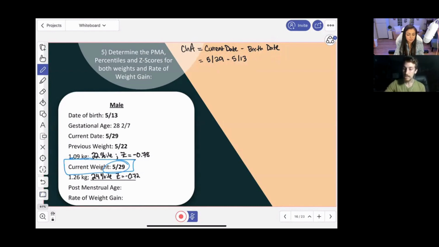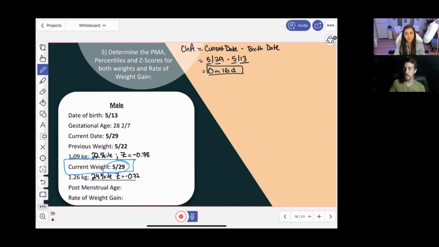We are not actually subtracting these. These are not fractions. They look like fractions, but they're dates. So what we're going to do is subtract the months. 5 minus 5 is 0 months, same month. And then we're going to subtract the days. So 29 minus 13 is going to be 16 days. So the chronological age is actually just 16 days.